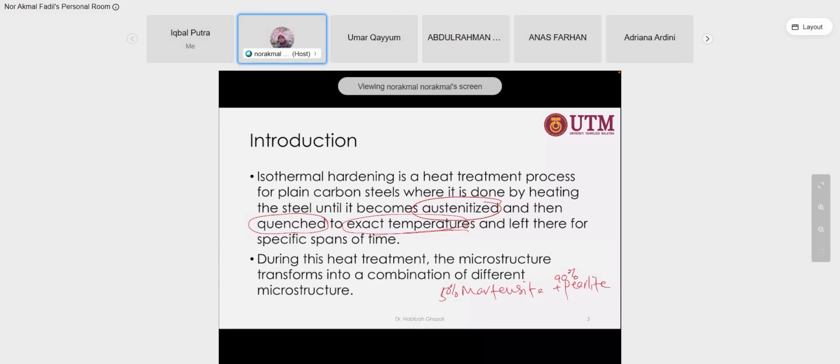We can have it 50% martensite and 50% perlite, because we know martensite is hard. If you want to increase hardness, increase the martensite and reduce the perlite. Or if after testing the product you think you need less hardness, you can change it to 70% and 30%. Yes, of course you can. This is the process where you can tailor the microstructure of the product.